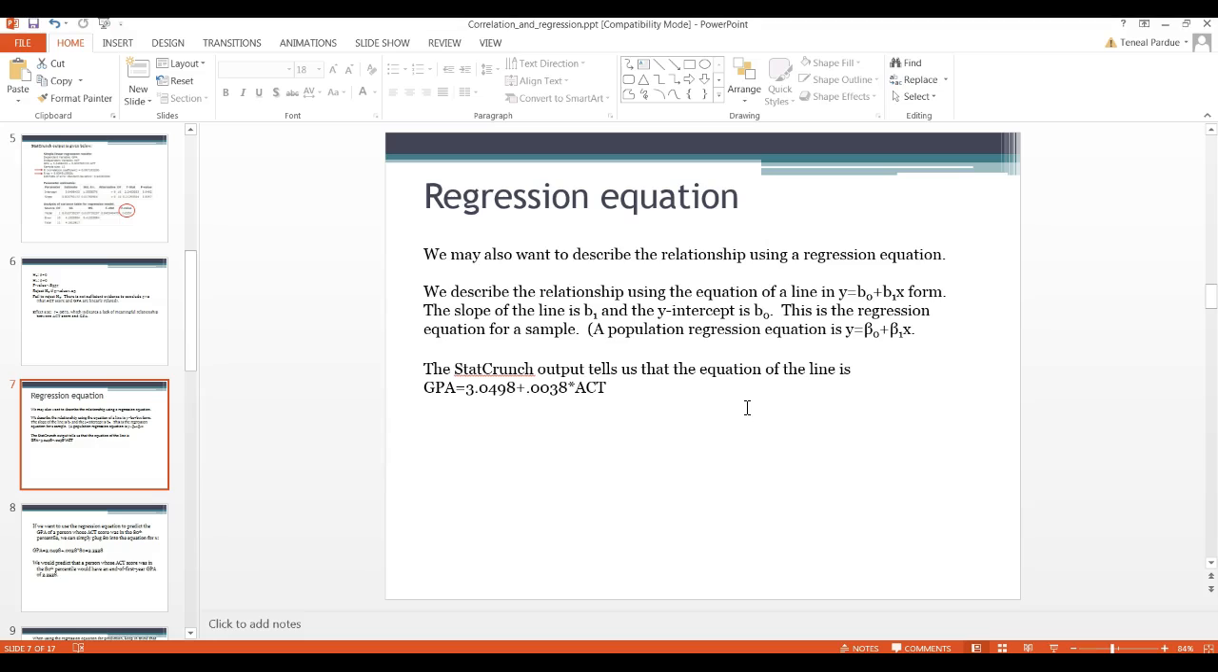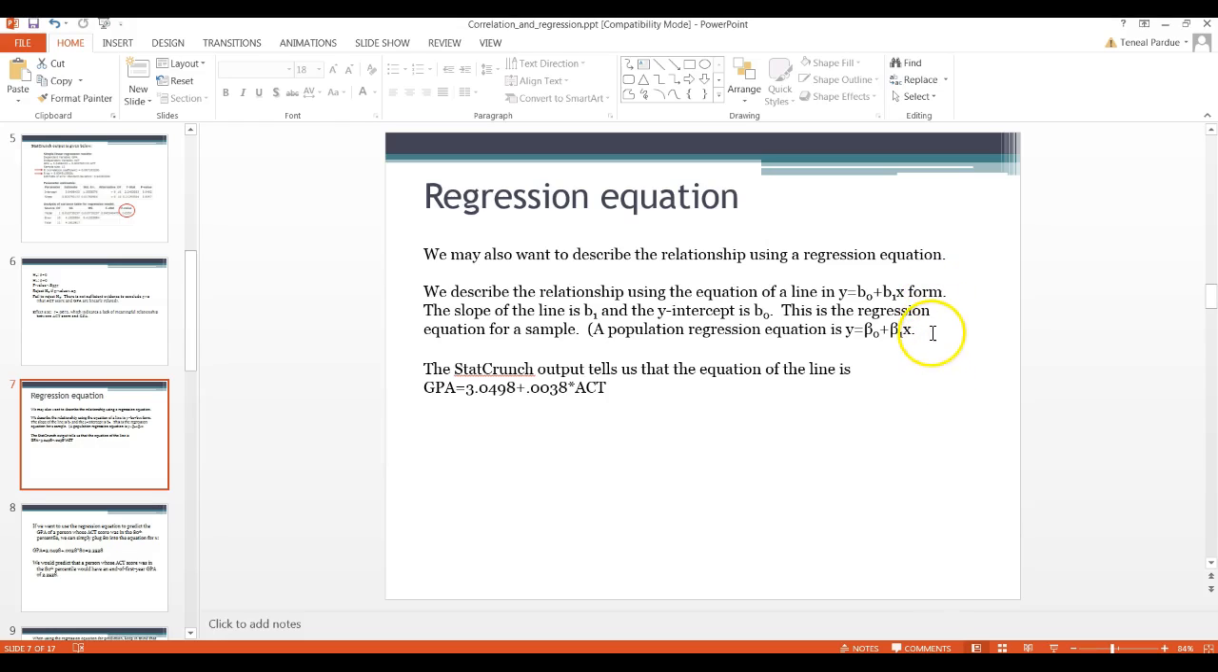Let's talk about regression now. Regression is a way of using one variable to predict the other using a straight line. You probably saw back when you were in algebra, y equals mx plus b. That's what we have going on here too. We have y equals, they label it b0 plus b1x. The slope of the line is b1 and the y-intercept is b0.